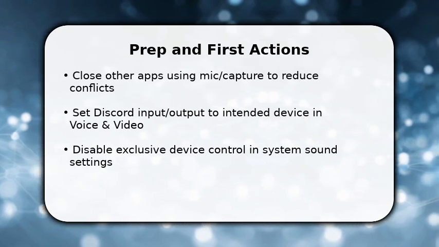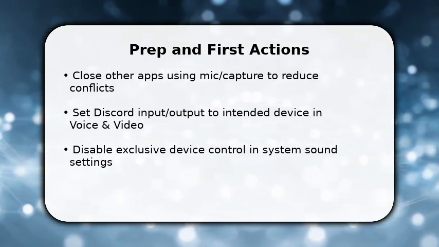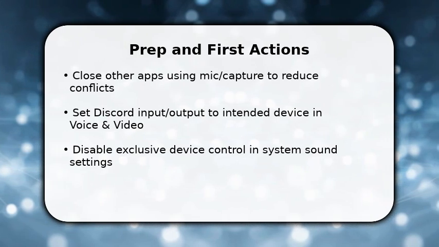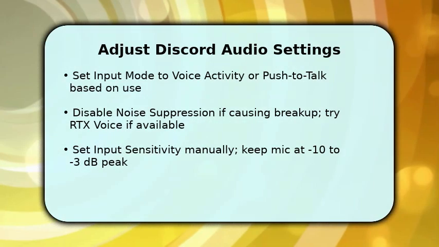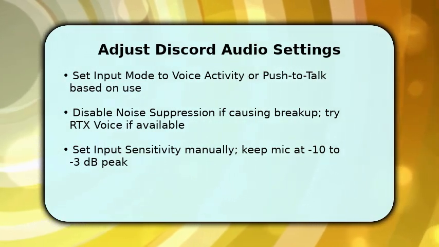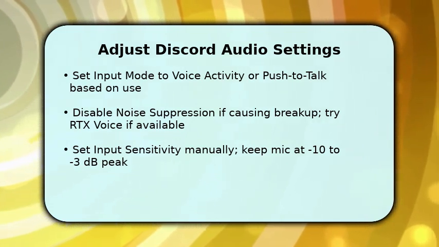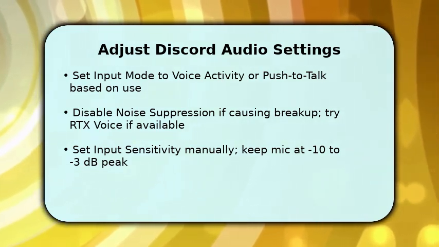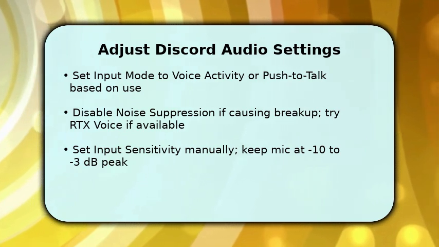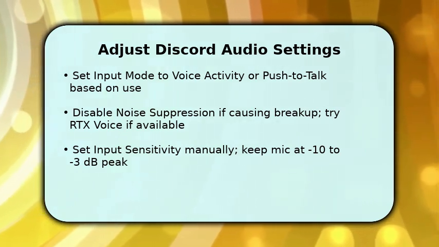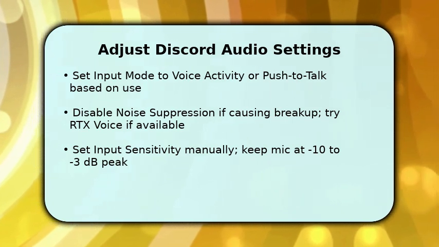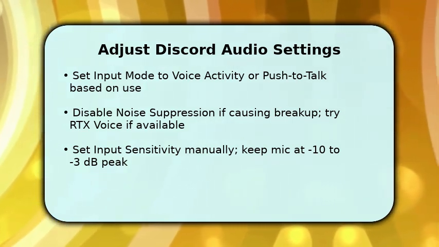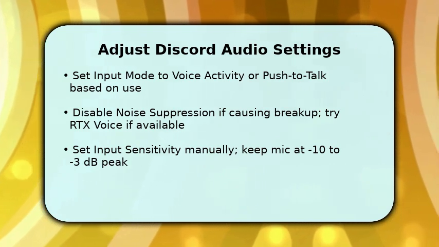Next, fine-tune Discord's internal audio controls because they directly shape clarity. You should pick push-to-talk for noisy environments, or voice activity with manual sensitivity if you want seamless talk. Set the threshold so your voice triggers reliably. Turn off built-in noise suppression for experimentation. Sometimes it clips consonants. Try alternative drivers or AI denoisers if available. Also, lower automatic gain control.